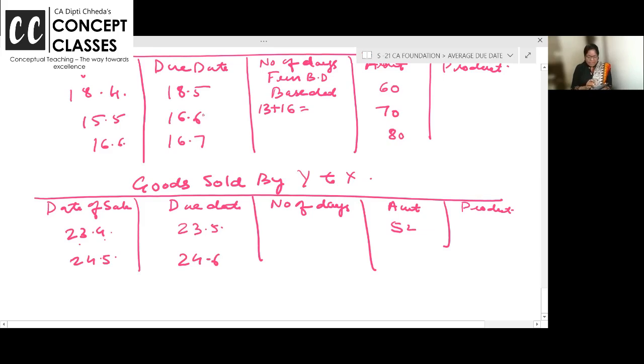May में 31 days are there minus 18. So 13 days. And June के 16 days. So 29 days.